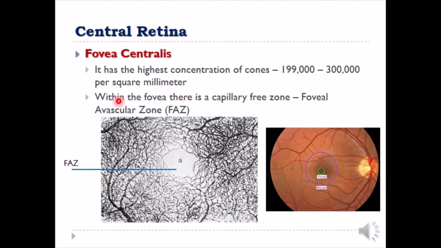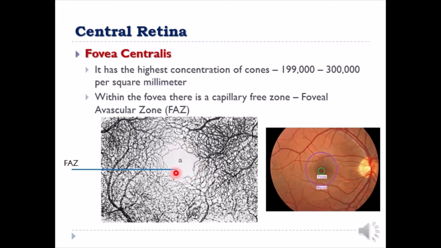And within the fovea there is a capillary free zone. You know what a capillary is? A capillary is nothing but a blood vessel. So there is a zone that does not have blood vessels. Here you can see these are the blood vessels on the retinal surface, and all these blood vessels branch out throughout the retina to give blood to the retina. You can see all these blood vessels have micro branches, but in the area of the fovea there are no blood vessels. Why are there no blood vessels?